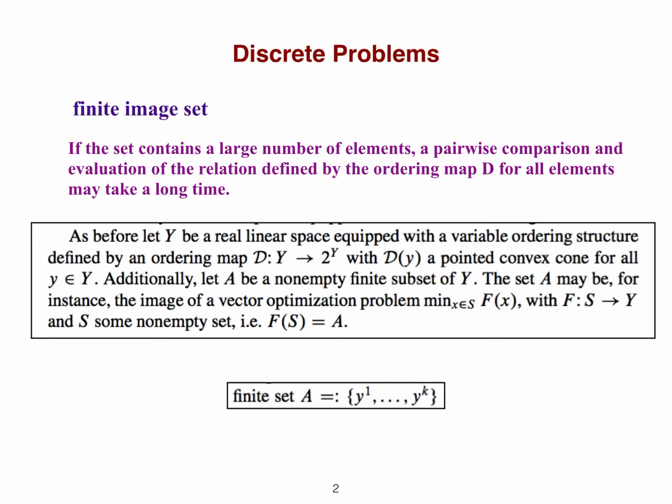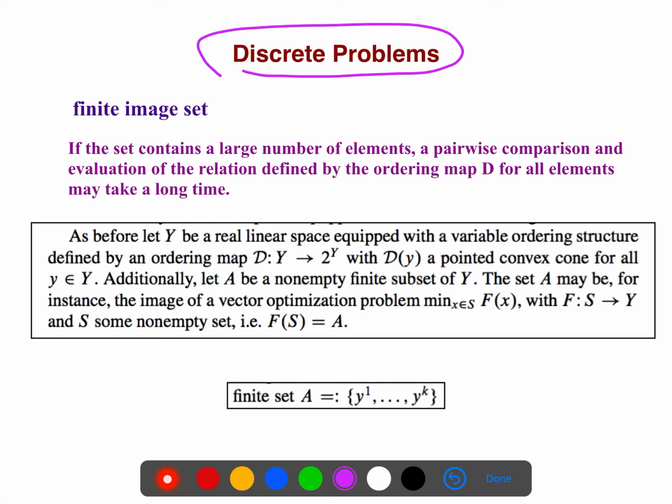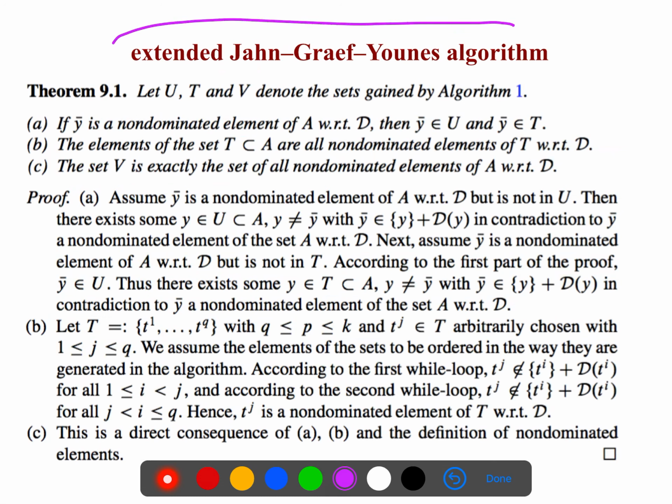So we can handle this problem in two ways. The first approach is the naive approach, because in general you have hundreds of assets, you want your precision to be high, you want to solve the problem as quickly as possible, so you cannot use discrete problems. But we use it here because traditionally it has been solved by the extended Jahn-Graef-Younes algorithm. But you cannot scale it.